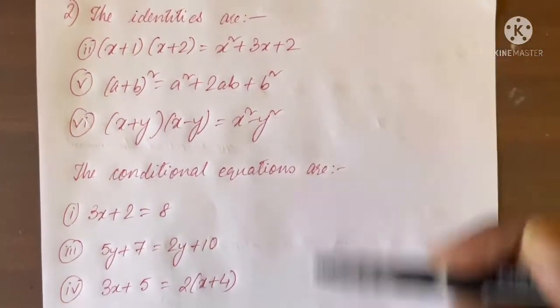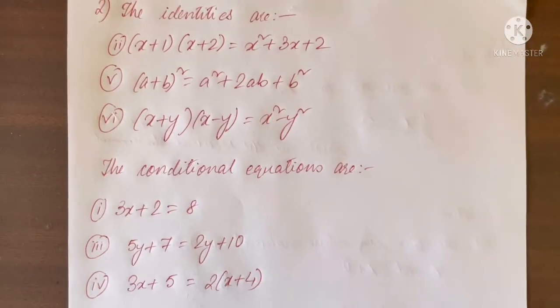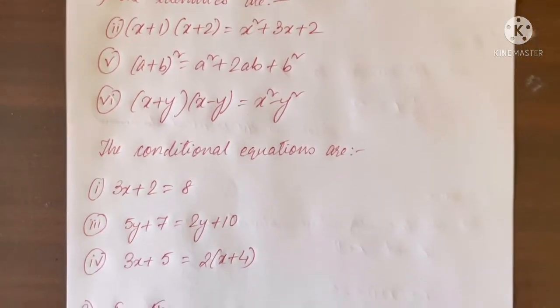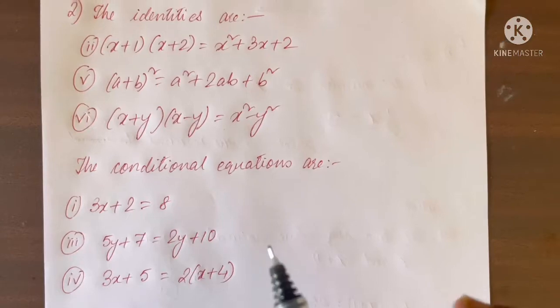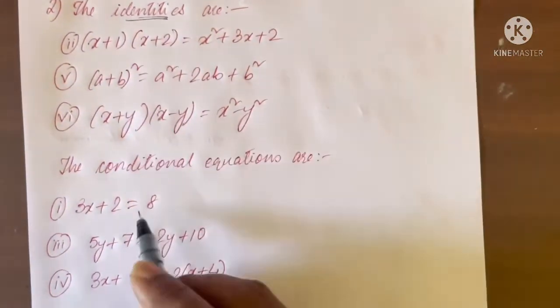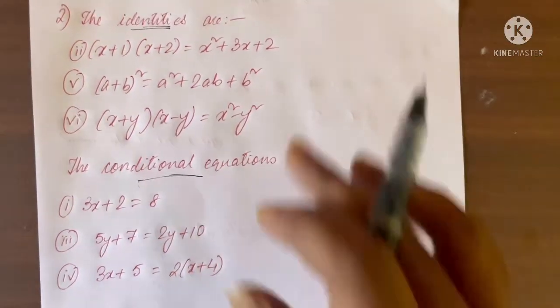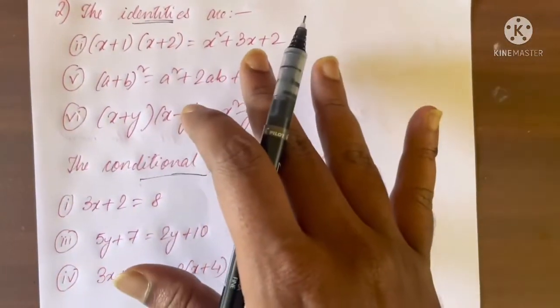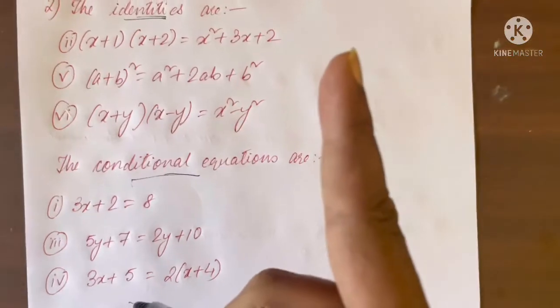In the question, a set of 6 equations have been given, and we have been asked to state which equations are identities and which are conditional equations. So what are identities and what are conditional equations? Now see, these equations here are also equations, but these are not conditional, rather these are identities.